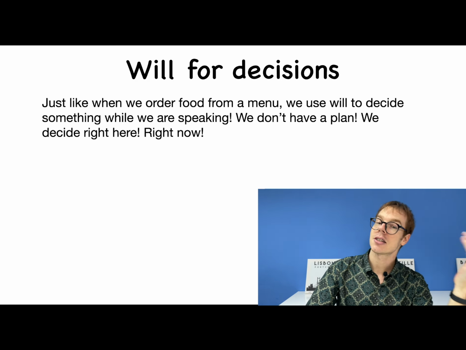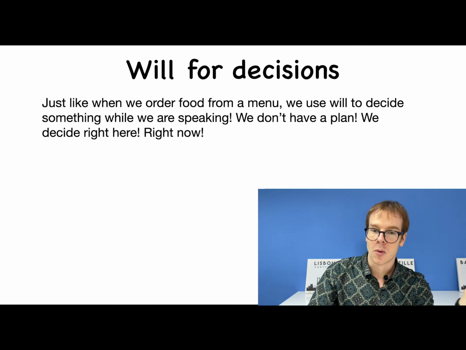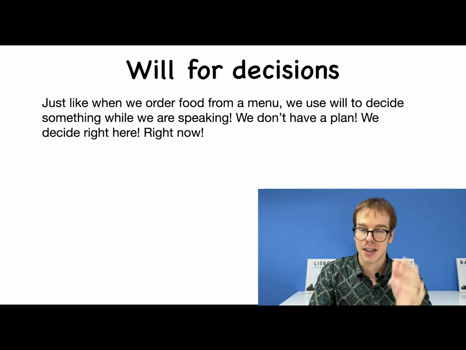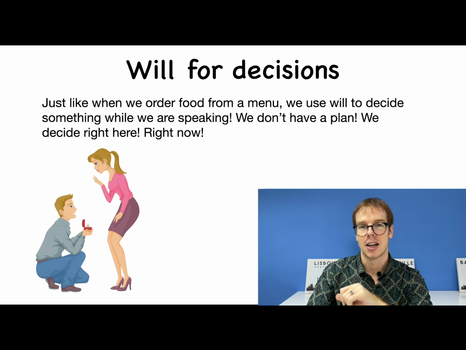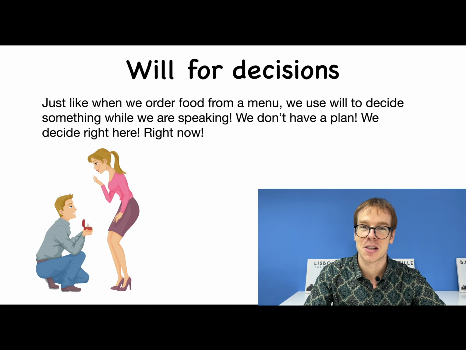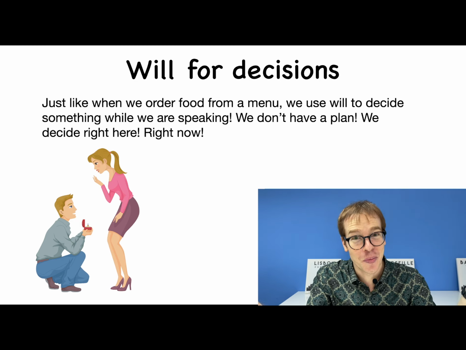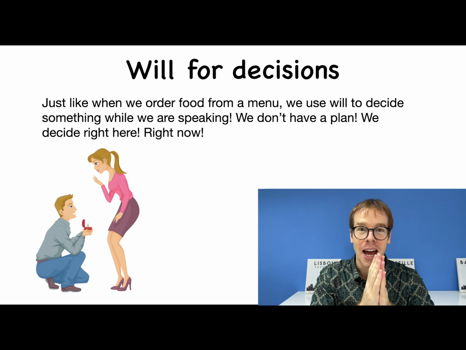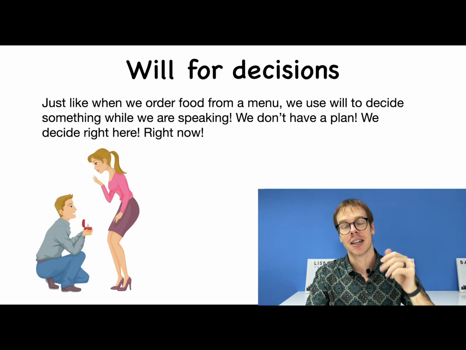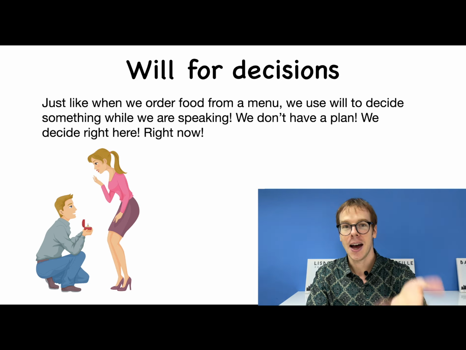Another example of this will for decisions is something like this. Just like when we use a menu, we use it to decide when speaking, and we use it for a situation like this, like the situation this woman is in. Has this happened to you? Has a man proposed to you? Or maybe has a woman proposed to you? For that one, you don't have time to think.